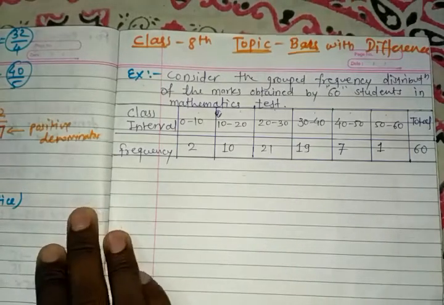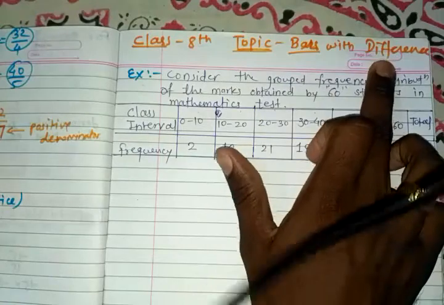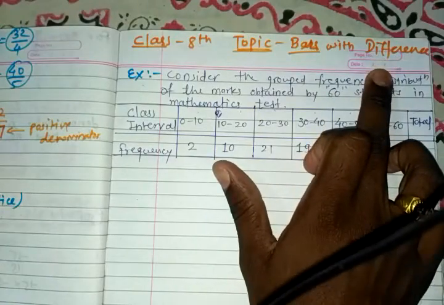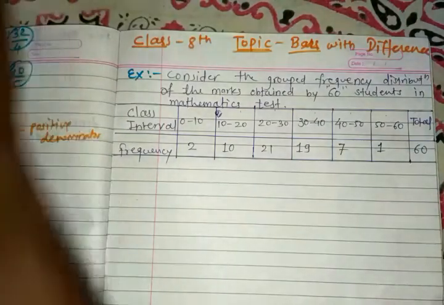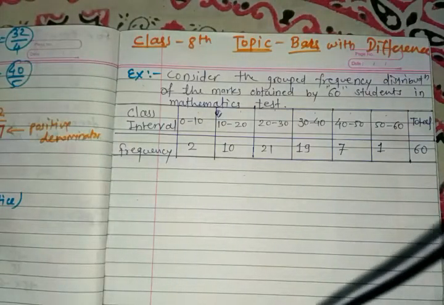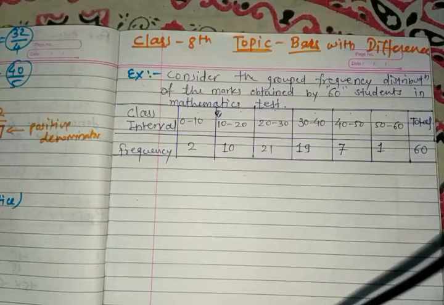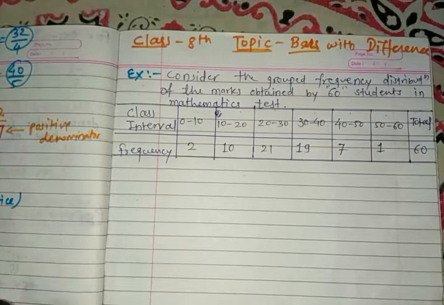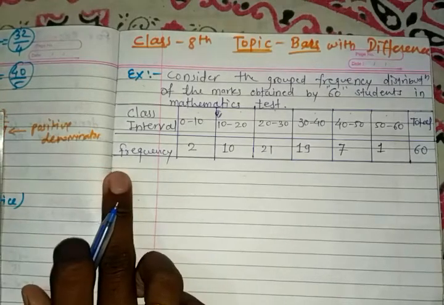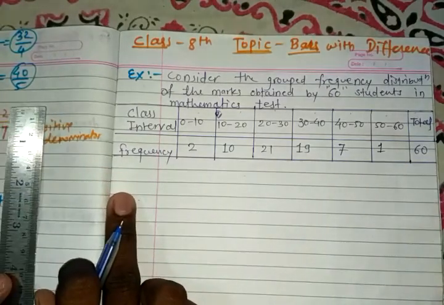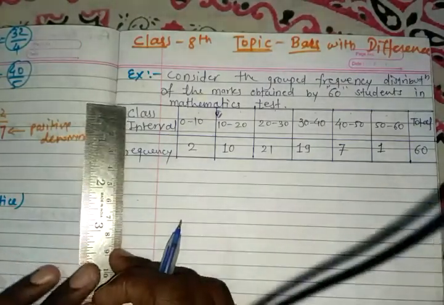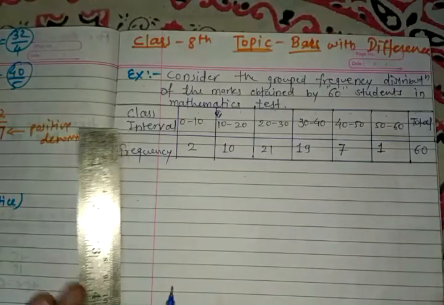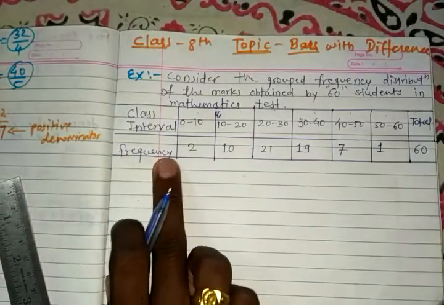Today we are going to learn the bars with no gap, right? Bars with no gap means there is no gap in between the bars. When you are drawing the class intervals on the horizontal axis and the frequency on the vertical axis, then that type of graph is known as a histogram, right? So let's try to find out the histogram of this.